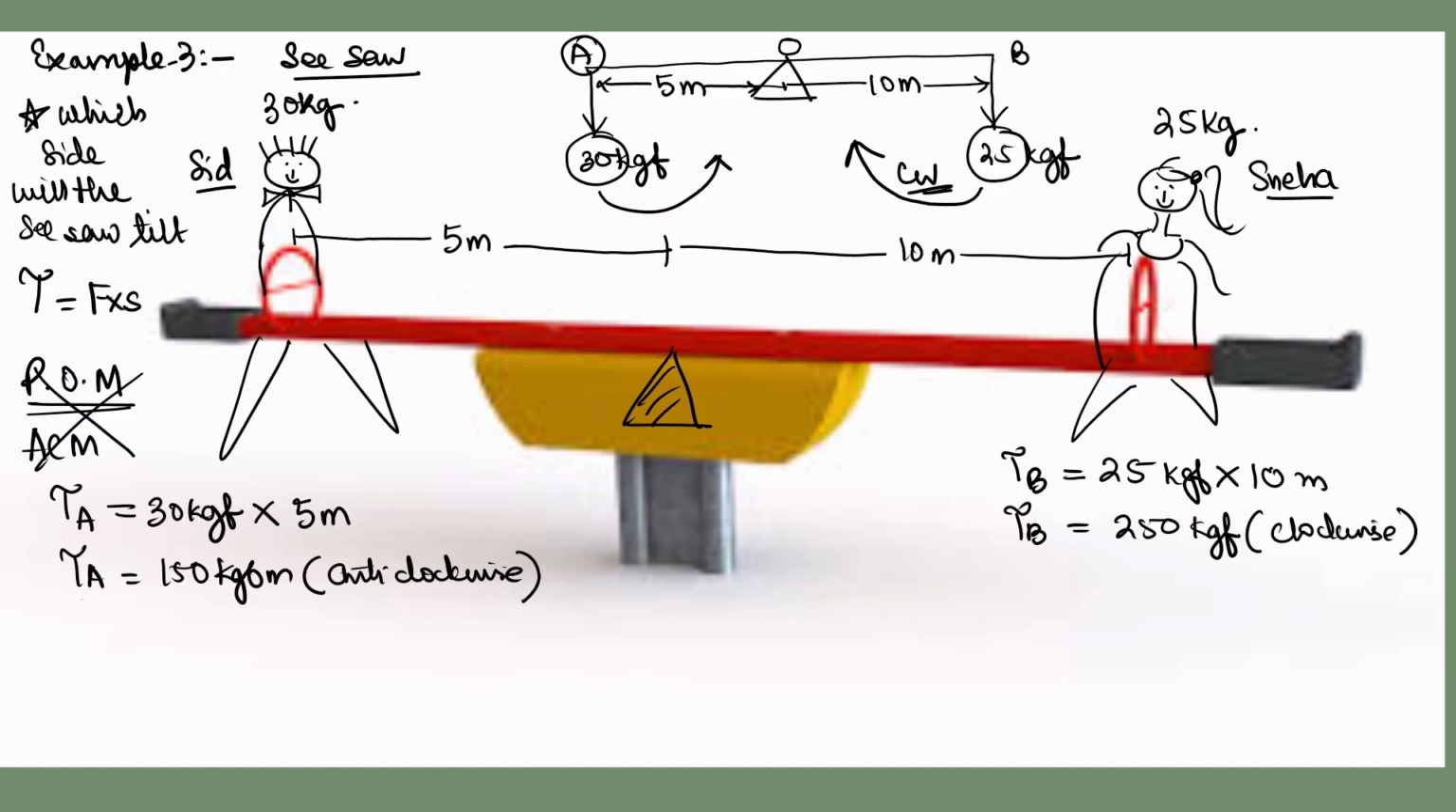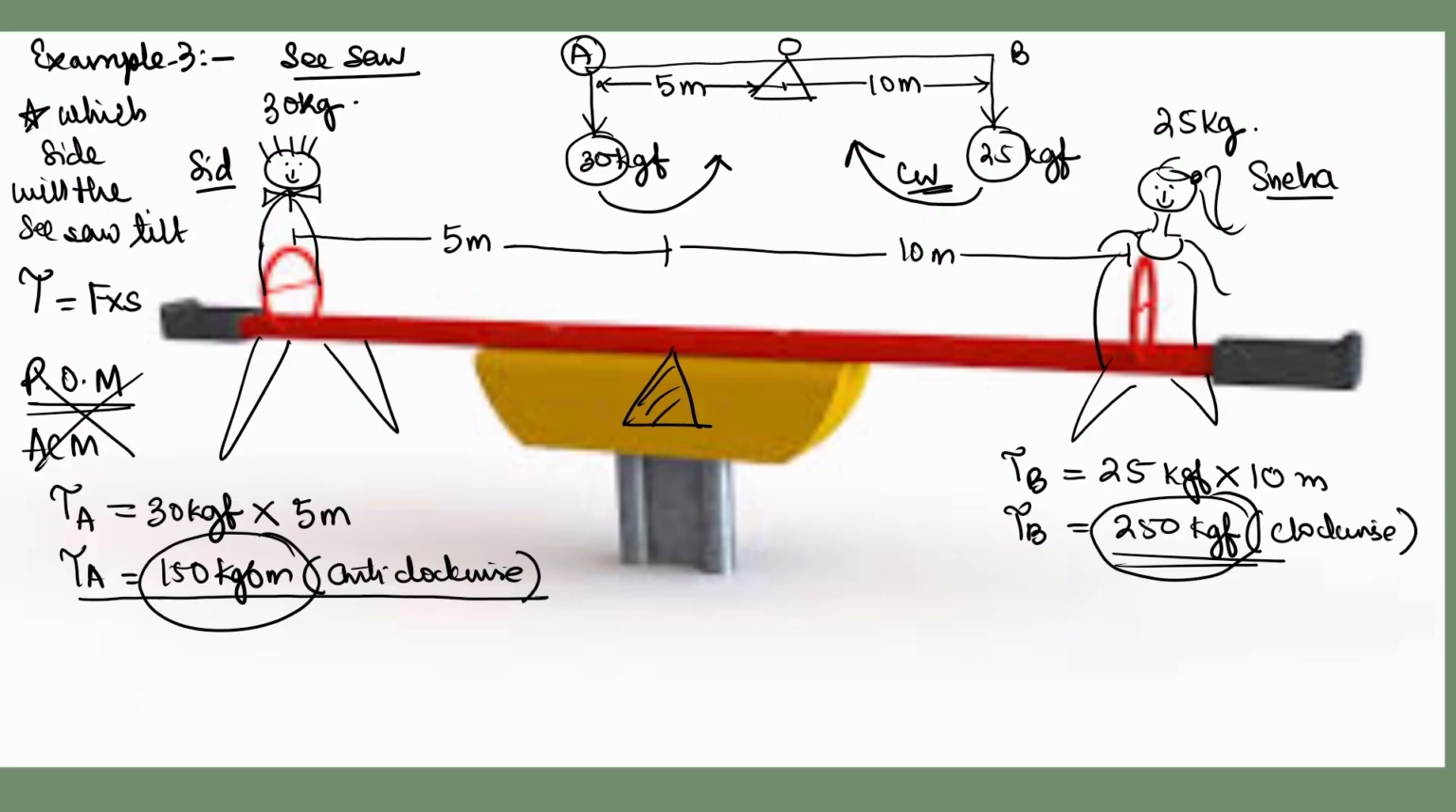Now look at this. What is the total anticlockwise moment? It is 150 kgf meter. What is the total clockwise moment? It is 250 kgf meter. So which side will go down? It is going to be Sneha, because Sneha has 250 kgf meter torque, that is more than 150 kgf meter, isn't it?